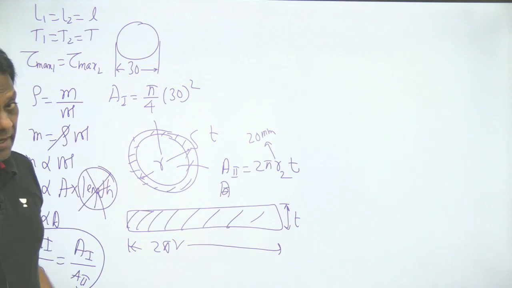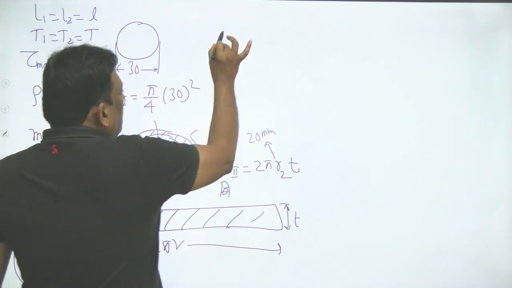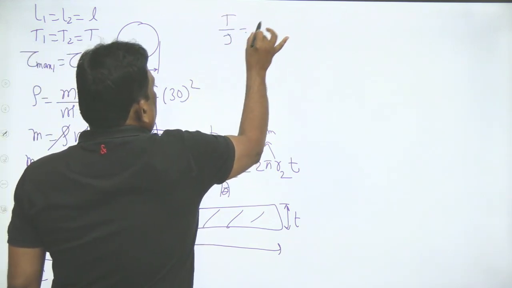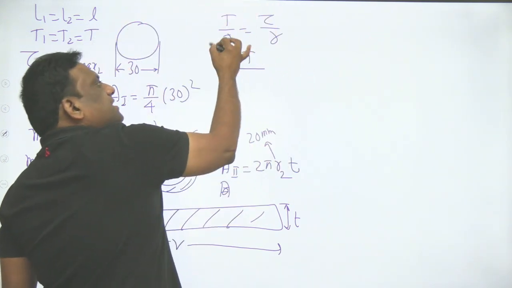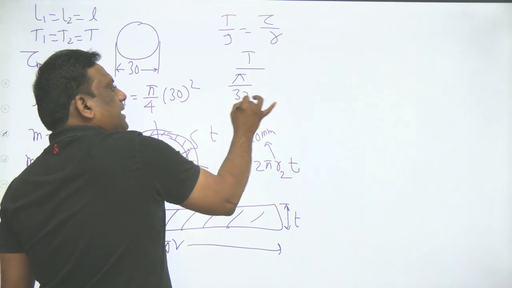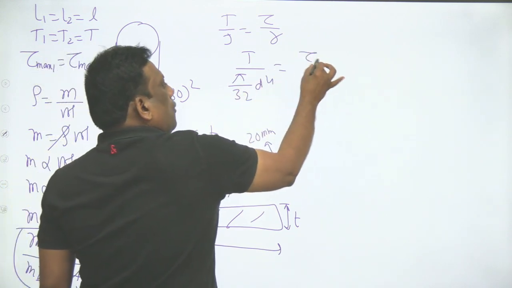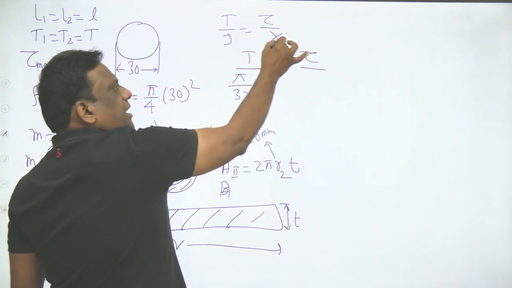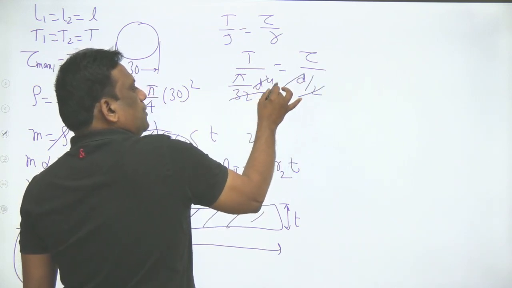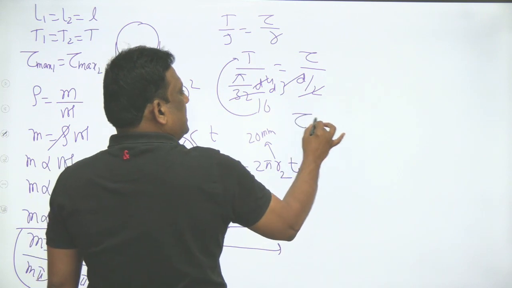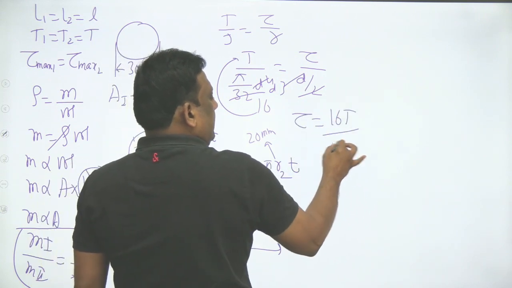Very good. Then how do I calculate the thickness? Wait. You know that T by J is equal to tau by R. Let us take the solid shaft. For a solid shaft, J is pi by 32 d power 4. Tau is the maximum shear stress, and R is d by 2. So this 2 is gone, leaving d cube, and the 16 goes to the top. So the maximum shear stress is 16T by pi d cube.